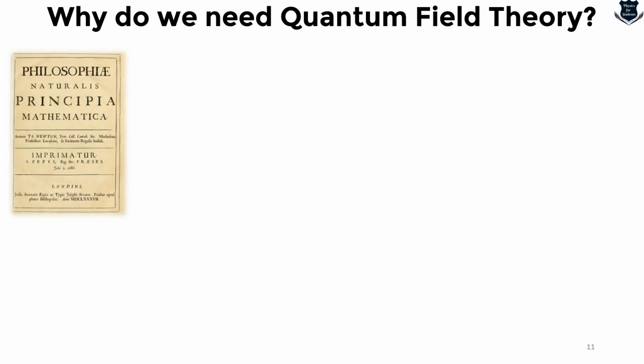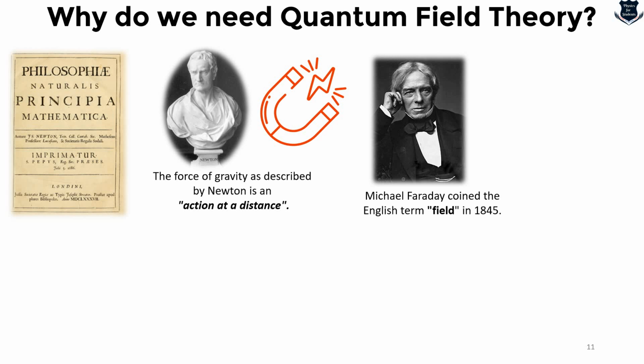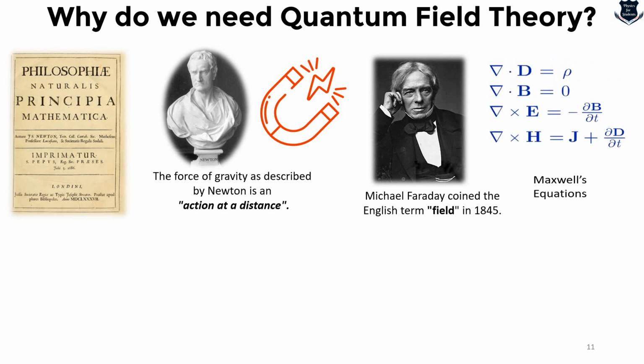So the earliest successful classical field theory is one that emerged from Newton's law of universal gravitation, which was published in 1687 in his treatise Philosophiae Naturalis Principia Mathematica. The force of gravity as described by Newton is an action at a distance, and its effects on faraway objects are instantaneous. Now fields began to take on an existence of their own with the development of electromagnetism in the 19th century, and Michael Faraday was the first person to coin the English term field in around 1845, and he introduced fields as a property of space.